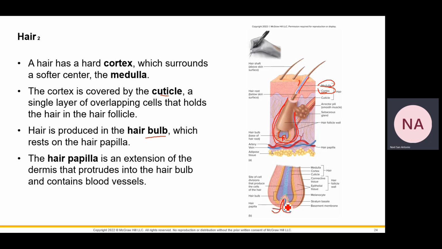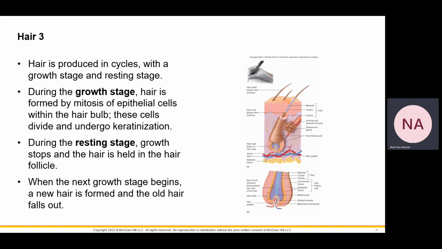So, resulting in improved delivery of nutrients to our hair bulb, to our hair follicle, thereby improving the growth of our hair. Now, there is what we call the cycle of hair growth. The cycle of hair growth is divided into two stages: the growth stage and the resting stage. During the growth stage, hair is formed within the hair bulb. Okay? So during the growth stage, time na humahaba ang buhok natin.